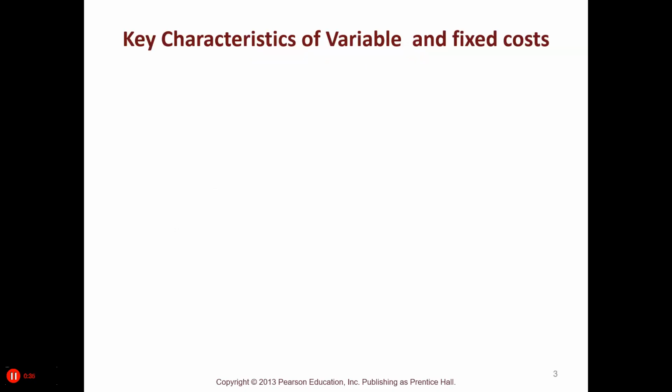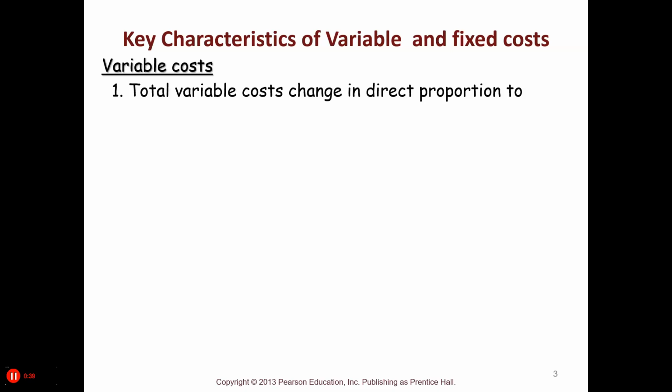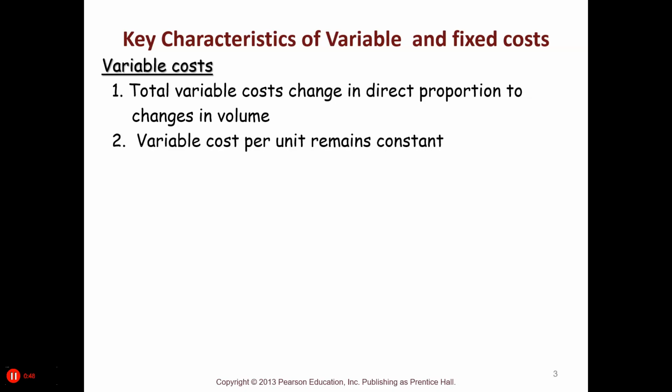Now, key characteristics of variable and fixed costs. Variable costs. The total variable cost changes in direct proportion to changes in volume. Variable cost per unit remains constant. That's why we always look at variable costs on a per unit basis as it relates to production.